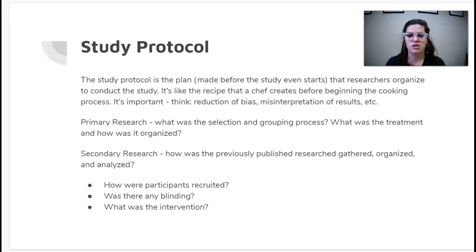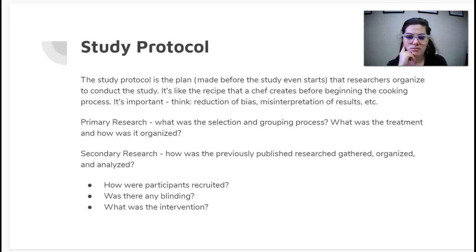So this kind of comes into the study protocol. This is the plan that the researchers are going to organize before the study even takes place. This is very important because this is going to reduce bias, reduce misinterpretation of results, and also keep the people safe who are participating in the study. It has to be well defined. So this is like a chef creating a recipe for the meal he's going to prep for 100 people, instead of just walking to the kitchen the day of and trying to whip together 100 meals, right?